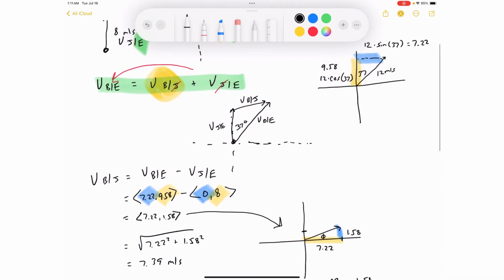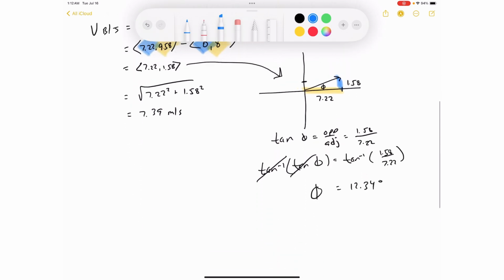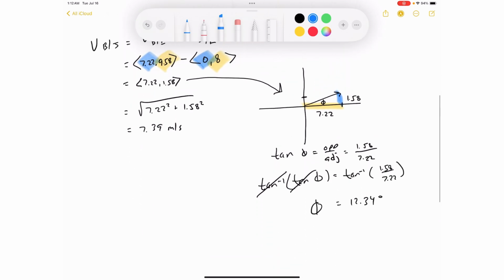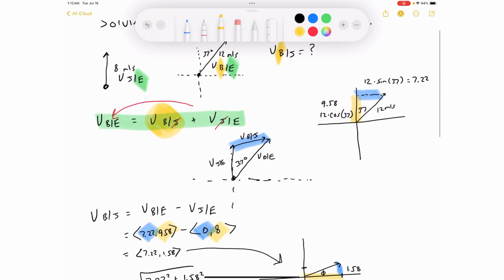And so where does that go? So that's this. What we just created was this vector here. That's the one we were looking for. And so to recap, that vector there is the velocity of the ball relative to Juan. Remember, the ball was kicked at 12 meters per second. Juan was running at 8 meters per second straight north. But the ball relative to Juan is actually moving at 7.39 meters per second, and 12.34 degrees. So you can see that right here.